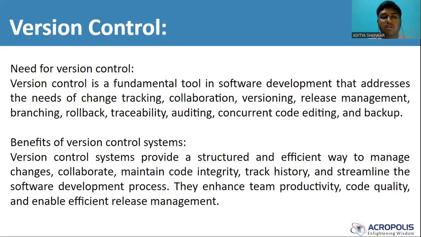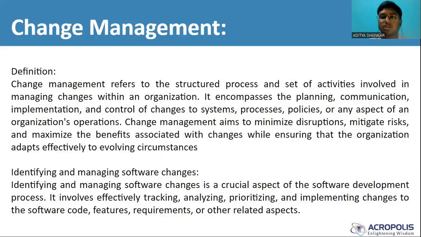What are the benefits that we get from version control systems? So they provide a structured and efficient way to manage changes between the different versions that are being implemented during the change of the software code. And then it enables efficient collaboration. It maintains code integrity, tracks history, and streamlines the software development process. They enhance team productivity, code quality, and enable efficient release management.